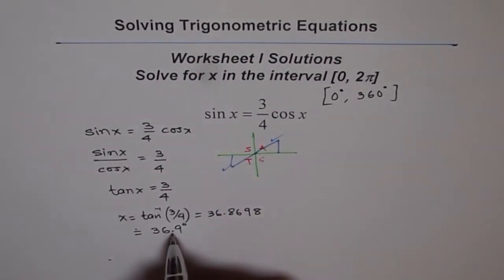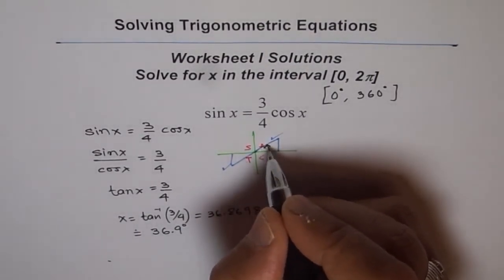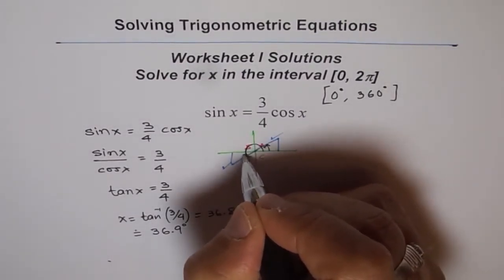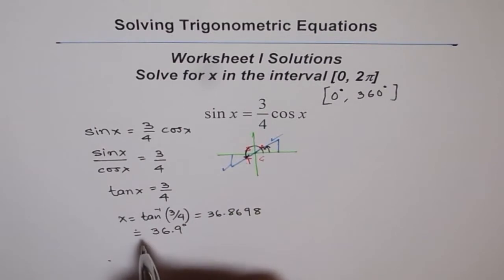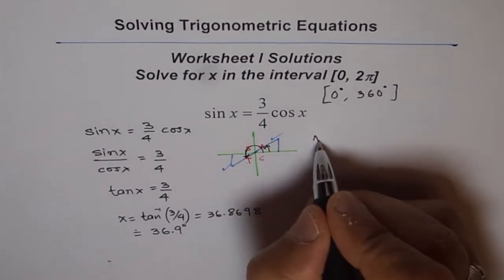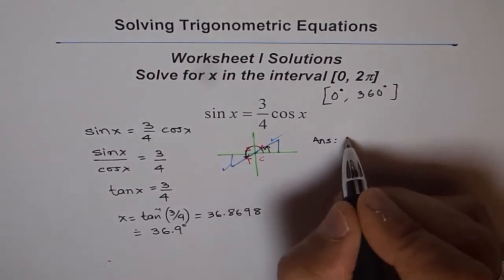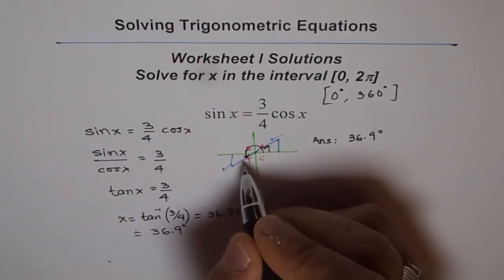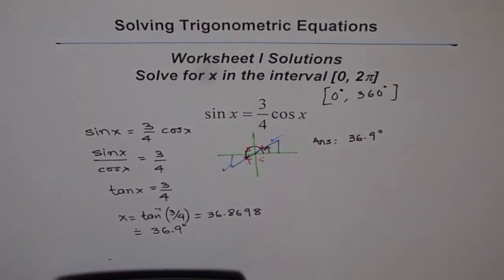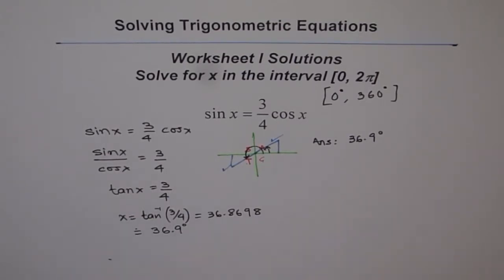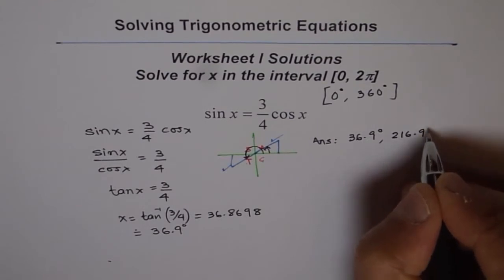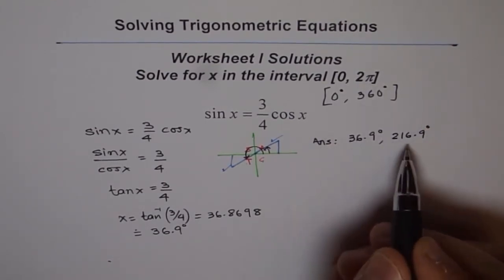So one you got is 36.9. This is also called the reference angle or the related acute angle. The other one is this, which is 180 plus that. So we have the solution here. Our answer is 36.9 degrees and 36.9 plus 180. So let's add 180 degrees to this, and we get 216.9. So the other answer is 216.9 degrees. So remember to write both the answers.